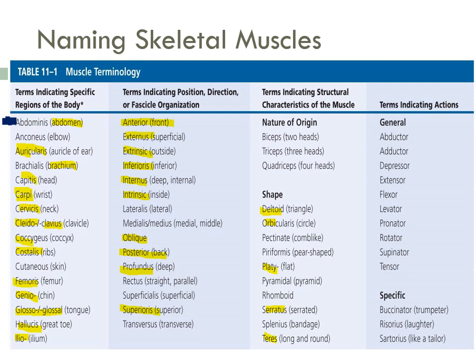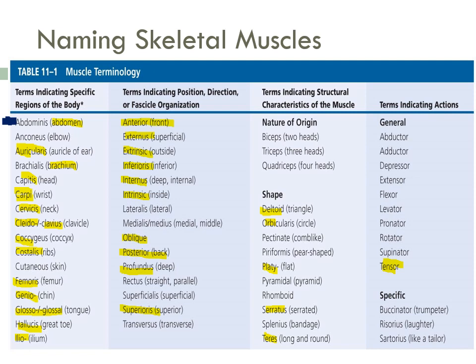And then we have terms that indicate actions. So abductor or adductor are going to either abduct or adduct. Depressor brings things down. Extensor extends them. Flexor is going to flex or shorten. Levator is going to elevate. Pronator is going to pronate. Rotator is going to rotate, you guessed it. Supinator is going to supinate. And tensor is going to make tense, so pull on something.